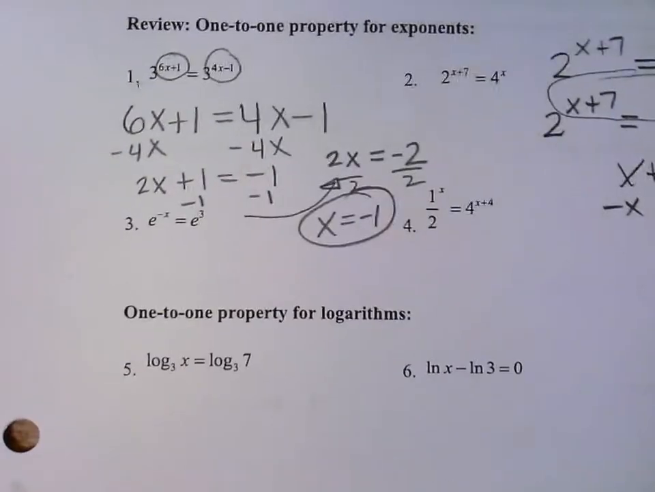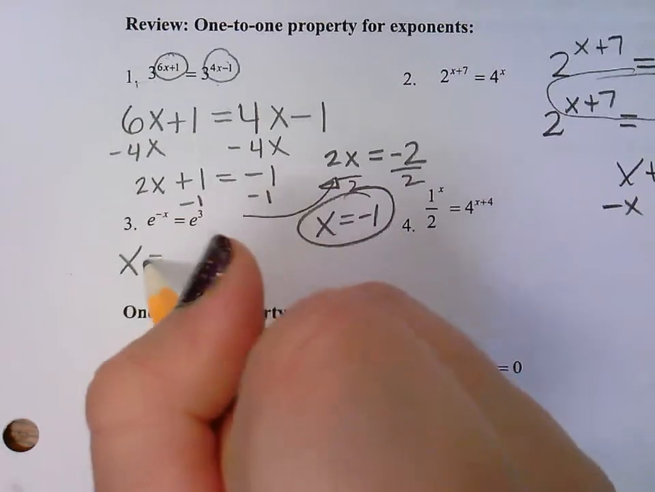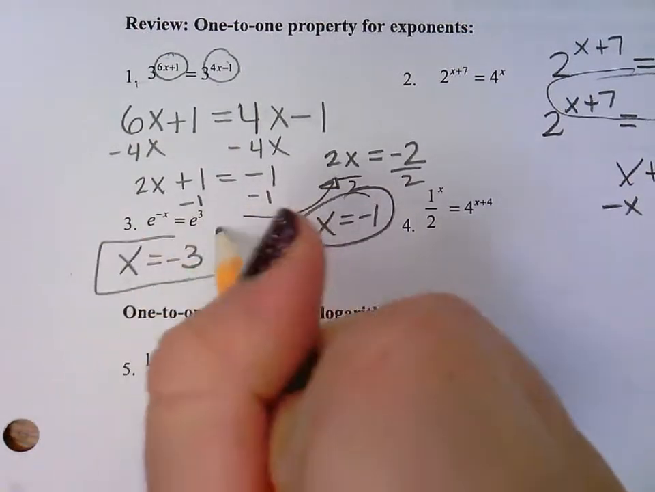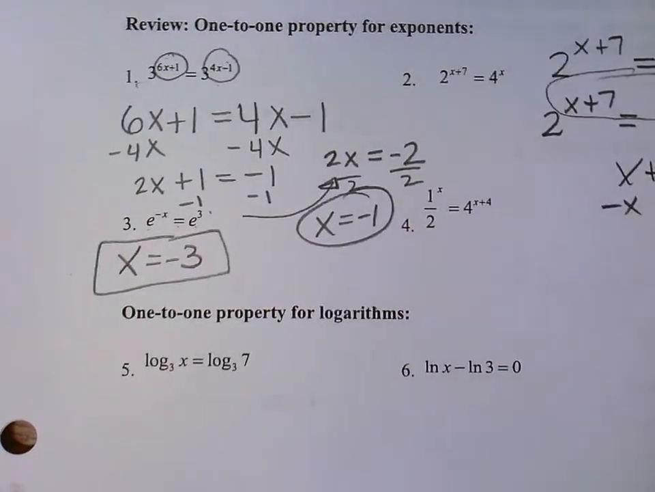What would you get for number 3? What would x have to be to make number 3 true? Negative 3, right? If x is negative 3, then you get e cubed equals e cubed. All right, number 4 is a little bit tricky.